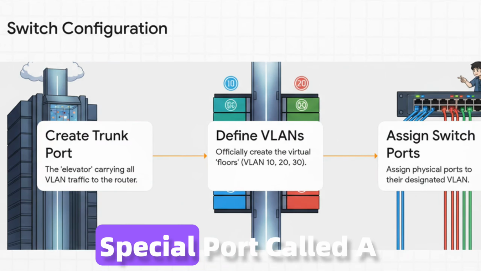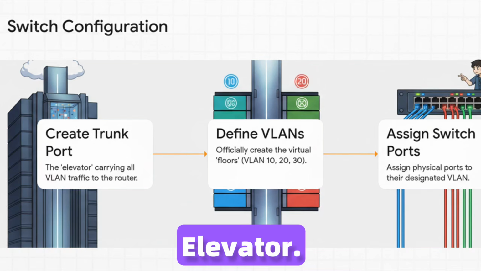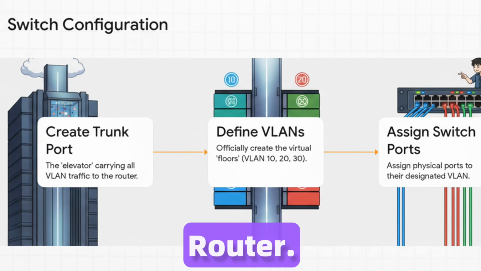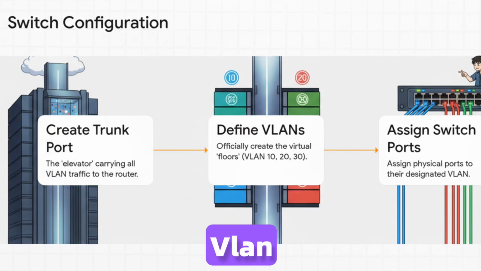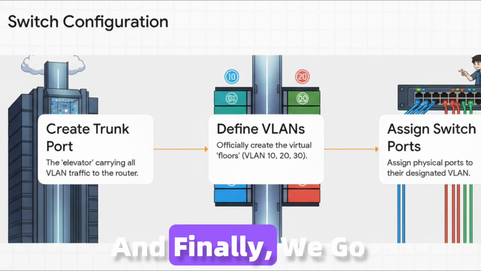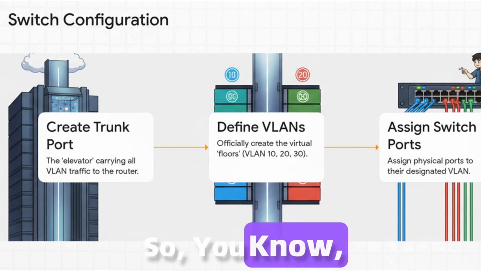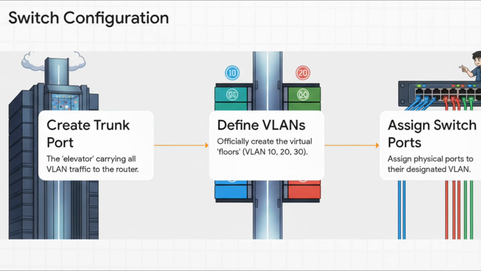First, we set up a special port called a trunk port. Just think of this as the building's main elevator. It's the one special connection that can carry traffic from all the floors up to the router. Next, we actually create our floors in the switch's memory, VLAN 10 and VLAN 20. And finally, we go through and assign each physical port to a specific floor. So, ports 1 through 10 are for sales, and ports 11 through 20 are for engineering.